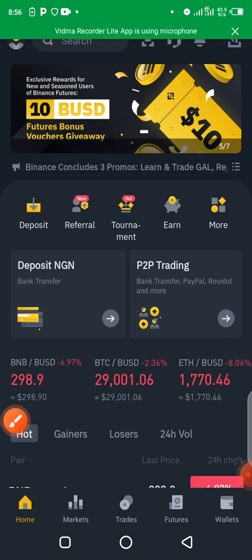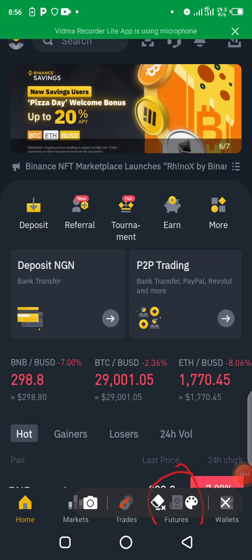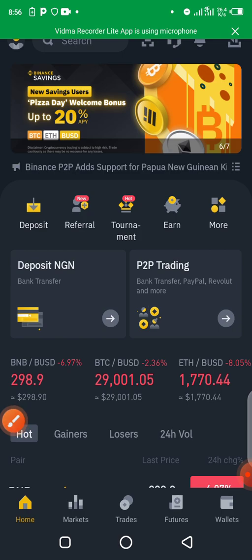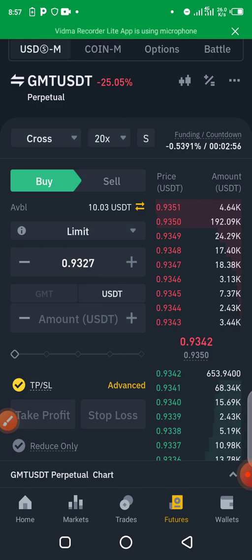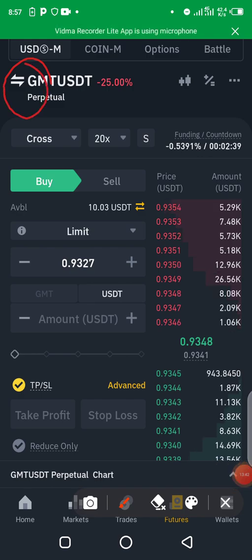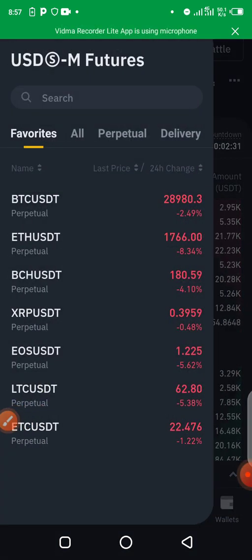When you want to trade futures now, you click on futures. When you click on futures, it opens like this. Then you search for the coin pair you want to be trading on. Okay, let's say I want to trade on BNX. So I'll click here, and change it to BNX.